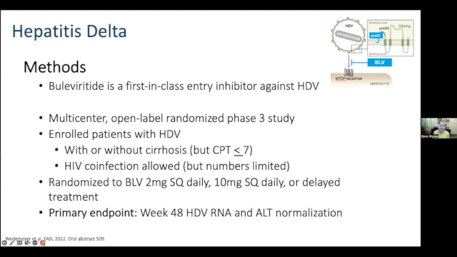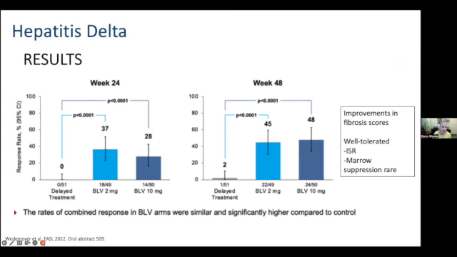Their primary endpoint was a composite at week 48 of hepatitis delta RNA suppression and ALT normalization. They also looked at a number of secondary endpoints. This shows the week 24 and week 48 composite endpoint in terms of response to therapy. You can see at week 48 on the right-hand side, there wasn't too much of a difference between the 2 milligram dose and the 10 milligram dose, but a much better response rate compared to patients in the control arm. I'll point out, people that responded, it was only 45% or 48% in the 2 groups.